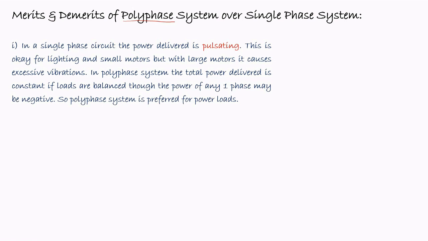But in any phase, the power of any phase may be negative, but overall the three phase power will be always constant with respect to the time. So therefore the polyphase system is preferred for the power loads or the high rated machines. Now, what is the pulsating power?